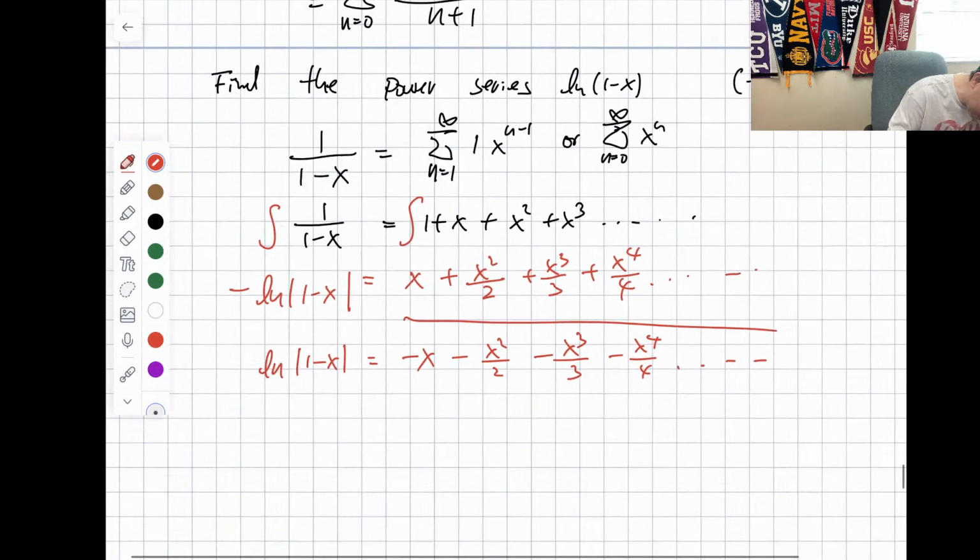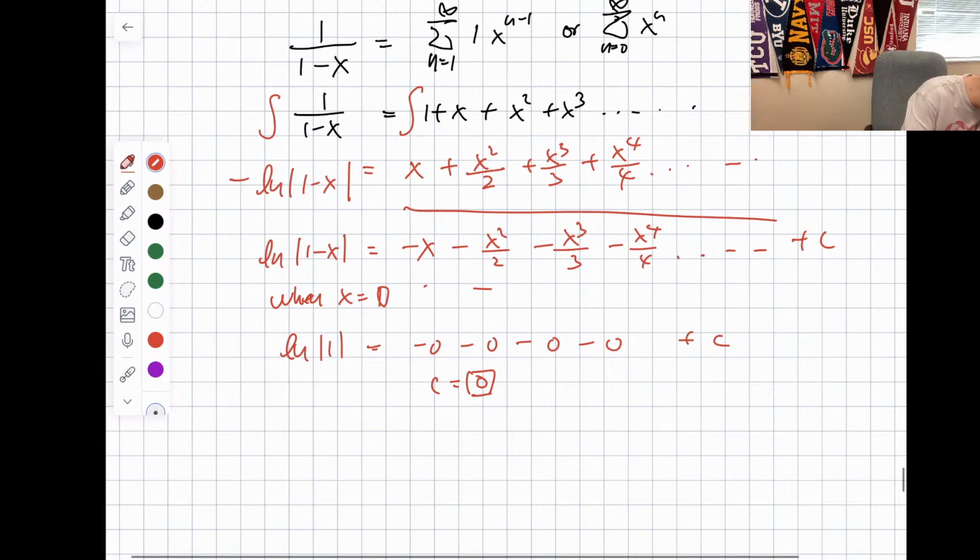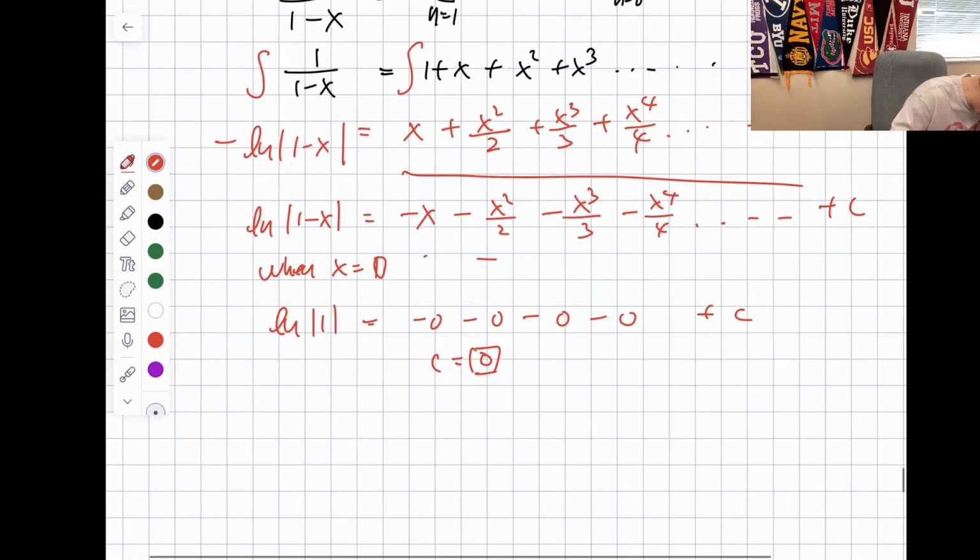Now what happened? There was a plus c, right? So when x equals 0, what will happen? All these terms are going to go to 0, so natural log of 1 is equal to negative 0 minus 0 minus 0 minus 0 plus c. C must equal what? 0.